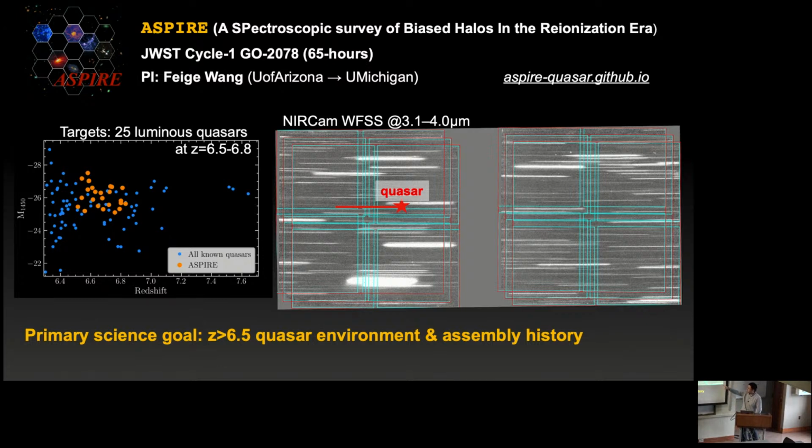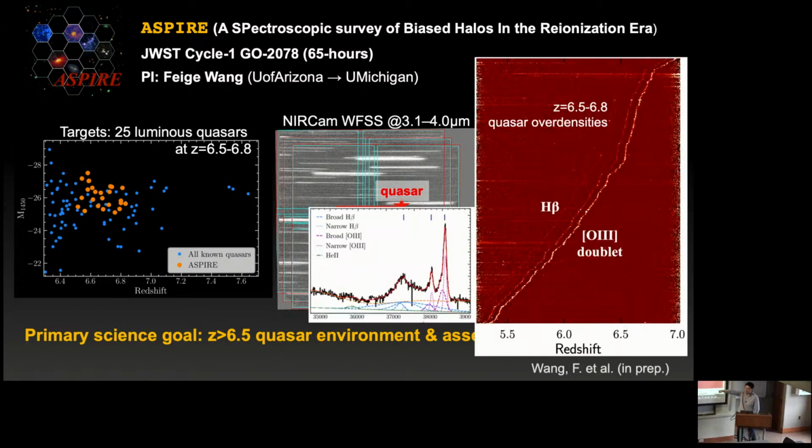So the thing that we use is called NIRCam Grism. When I was a graduate student, I commissioned and calibrated the instrument. So you can take the spectra of everything that we see in the field of view, including the quasar. You get the spectra like this, [OIII] and H beta. And for all the companion galaxies at the same redshift, you also get [OIII] and H beta at the same time. So you can immediately know that the quasar indeed resides in galaxy overdensities traced by these [OIII] emitters.